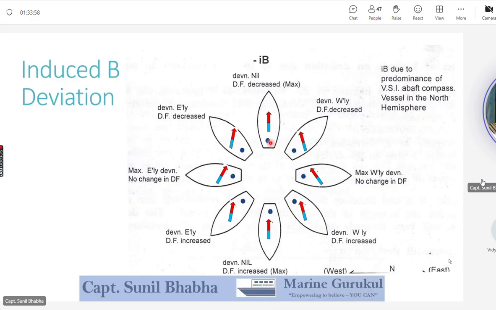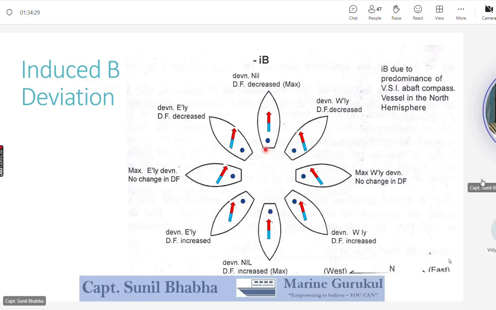In the north hemisphere, the magnetic lines of force go vertically downwards into the surface of the Earth. So they enter from the top pole of the funnel, giving it a blue polarity, and they leave from the bottom pole of the funnel, giving it a red polarity. The bottom pole, being far away from the compass, doesn't have much effect, whereas the top pole is the one which affects our compass. So let's now see the deviation generated because of the funnel.